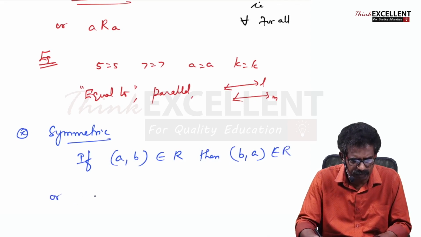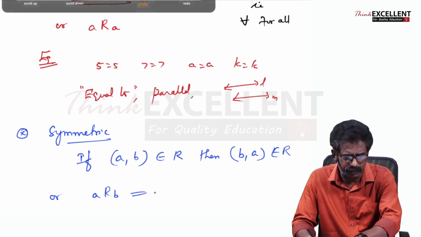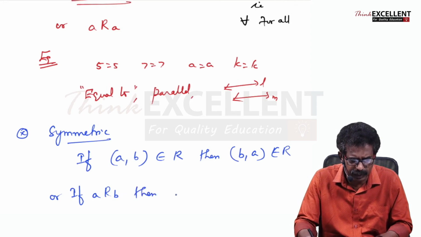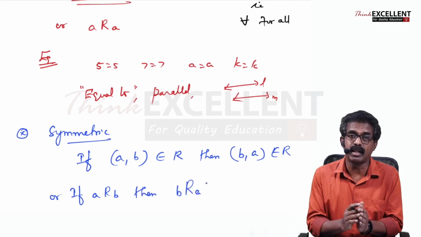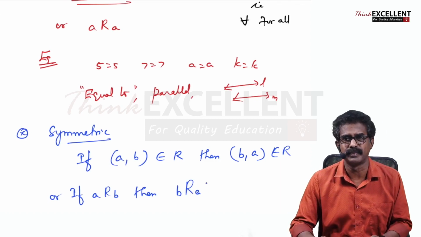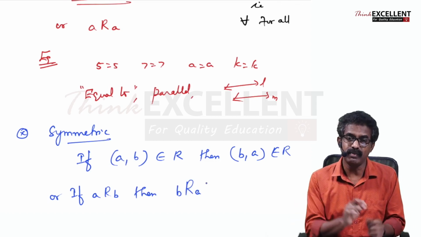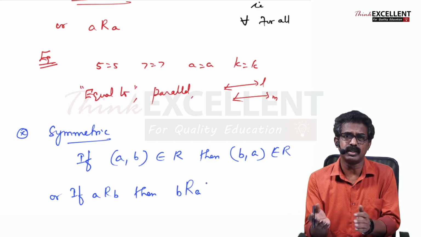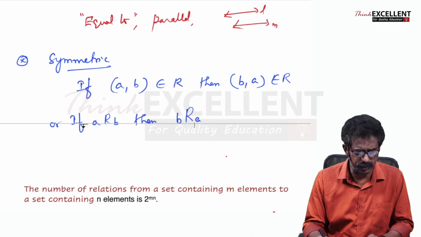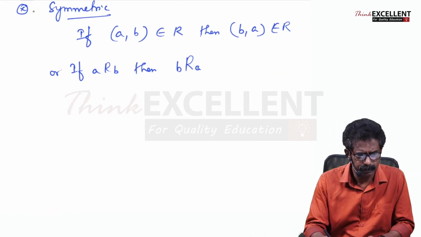How can you write this? If A is related to B, implies B is related to A. It is if-then, a conditional. If A is related to B, then B must be related to A. If A is not related to B, no need to check. If A is not related to B, you need not check whether B is related to A. So there is a condition. Here I'll give some examples. Here also you can say equal to. Listen.